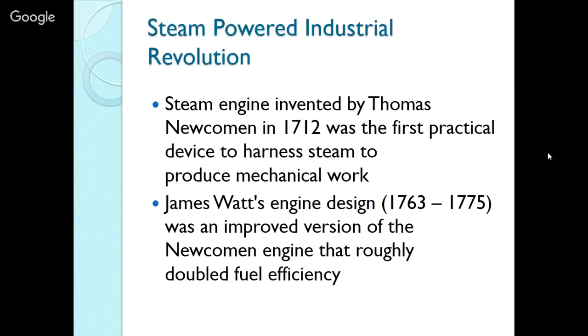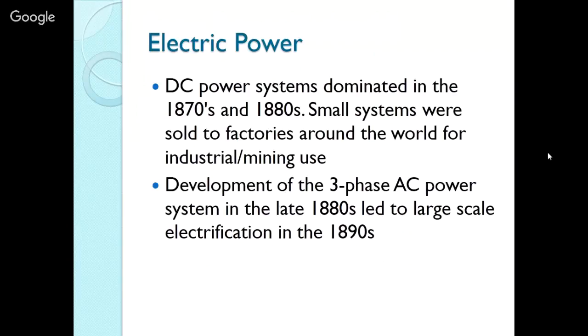The period of the Industrial Revolution is considered to be from approximately 1760 to 1840, which, as you can see, was due to the development of the steam engine. The steam powered devices resulted in the Industrial Revolution. Following steam power came electric power. In the 1870s and early 1880s, it was DC power which dominated the industry. Small DC systems were sold to factories around the world for industrial and mining use. This was followed by development of the three-phase AC power system in the late 1880s, which led to large-scale electrification in the 1890s in the West, and also resulted in growth in industrialization.